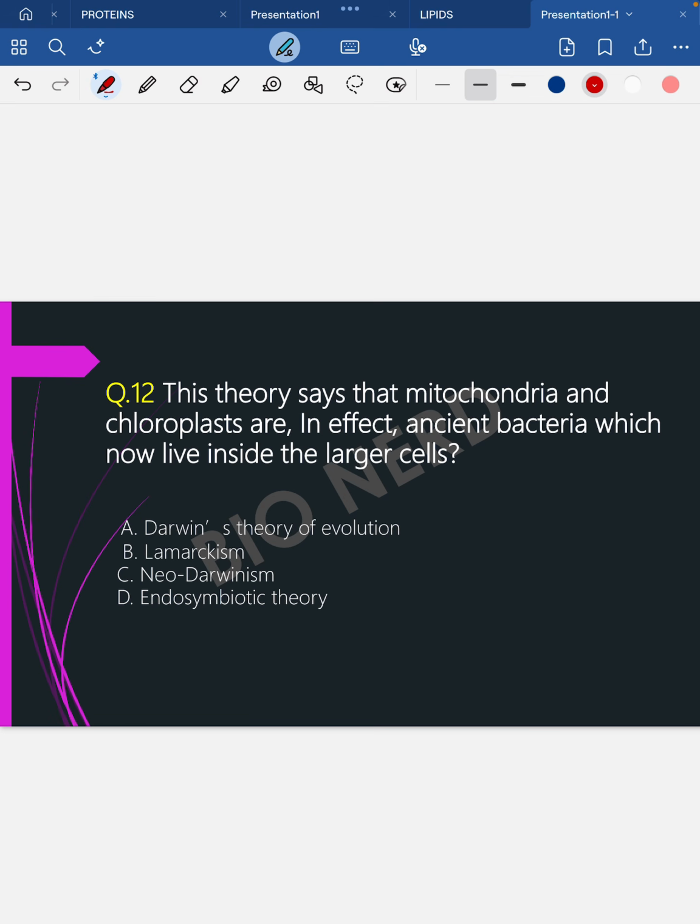12. This theory says that mitochondria and chloroplasts are in fact ancient bacteria which now live inside the larger cells. You had studied endosymbiotic theory. According to endosymbiotic theory, once upon a time, an amoeba engulfed an aerobic bacterium, and later on, that aerobic bacterium was converted into the mitochondrion. And when the amoeba engulfed cyanobacterium, that cyanobacterium was converted into the chloroplast. That's why mitochondria and chloroplast both are known as endosymbiotic organelles. So the right option is delta.